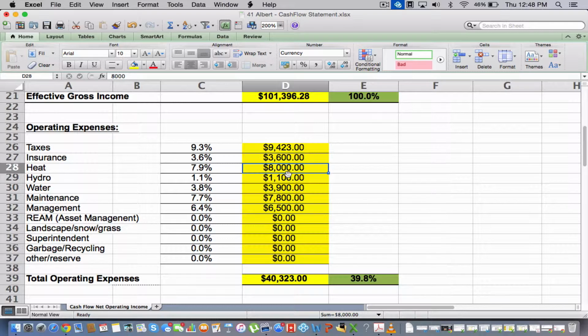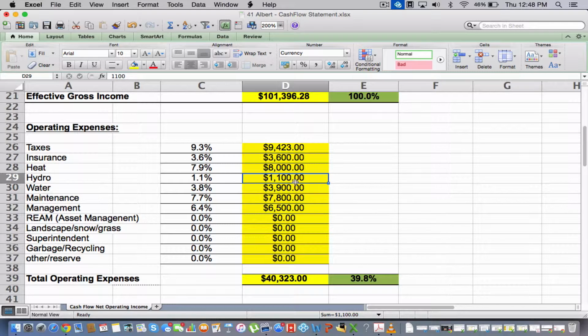In heat, this particular building is heated by a gas boiler, a water boiler that pumps water through radiators throughout the building and provides radiant heat to the units. So this heat is really the gas bill for the entire building, and that's about $8,000 for the year.